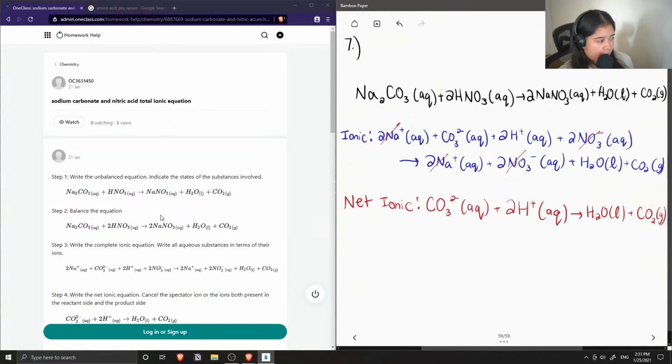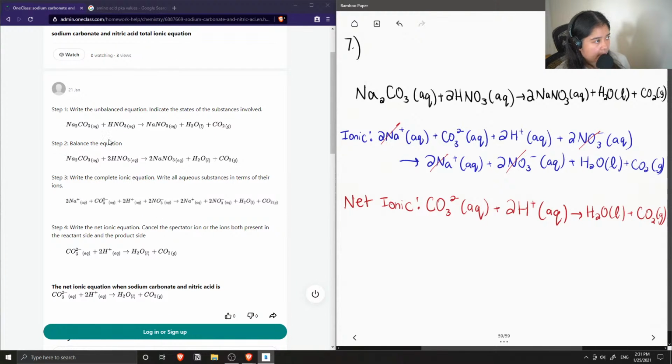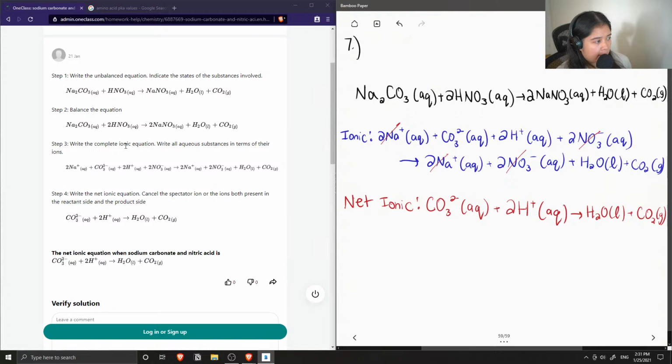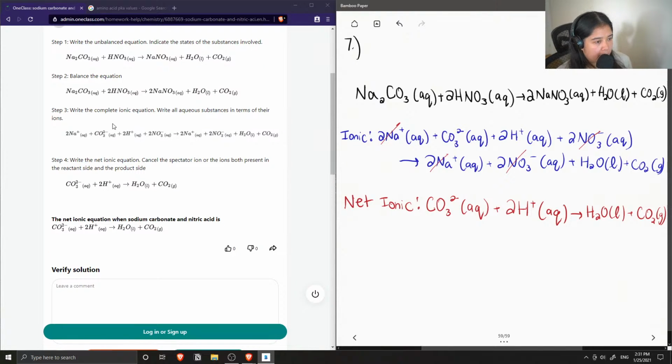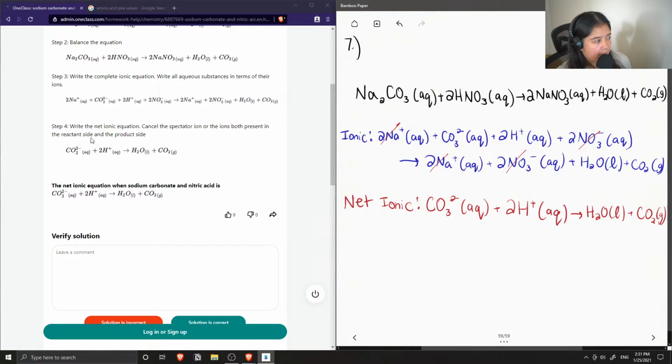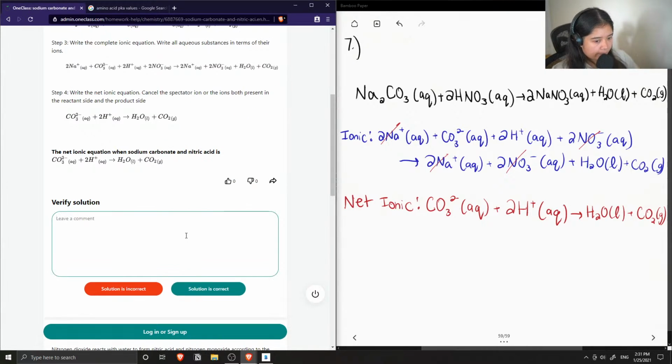Okay, so now let's see what the junior tutor said. Step 1 is to write the unbalanced equation, indicate the states of the substances involved, and then they balanced out the equation. Yep. And now we write the complete ionic equation, write all aqueous substances in terms of their ions. So that is correct. And then write the net ionic equation, canceling out the spectator ions, or the ions present in both the reactant side and the product side. Okay, so this solution is correct.